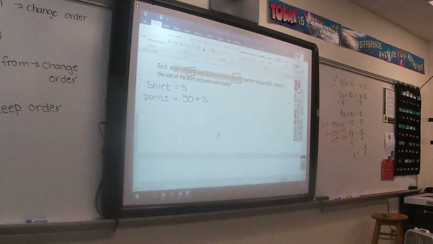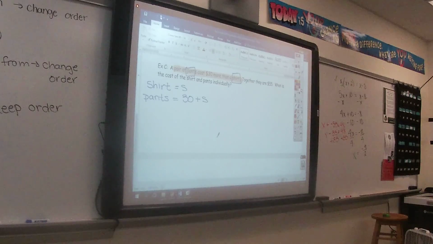How are we doing so far? Now, this is not perimeter. So I don't want to do S plus 30 plus S plus S plus 30 plus S, because I'm not doing perimeter. What am I doing now? I'm going shopping, I buy some things. I'm not adding up sides, because it's not a perimeter. What am I doing with my shirt and pants when I purchase them?